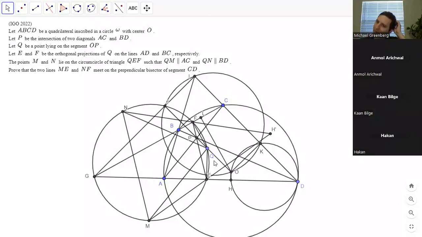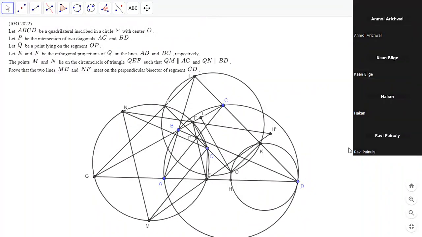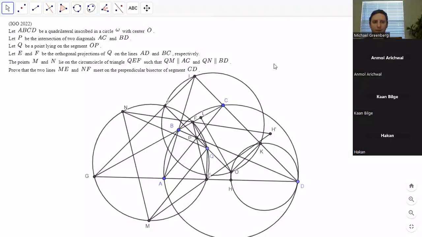You guys want to try another problem or stick with this for a little bit? What do you think? All right, I think I'll try another problem. I feel like we've been stuck on that for a little while.